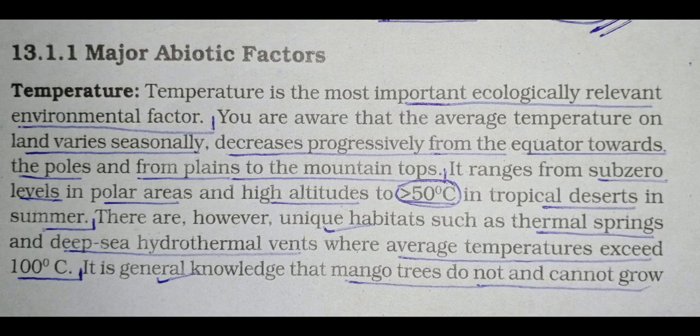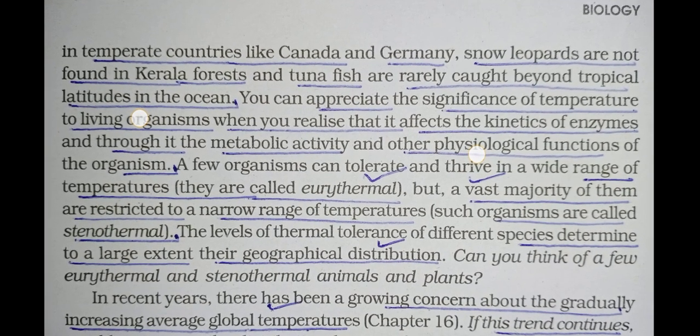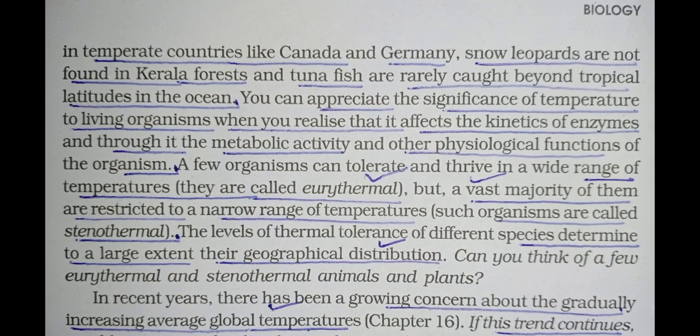It is general knowledge that mango trees do not and cannot grow in temperate countries like Canada and Germany. The important thing is that Canada and Germany are both temperate countries, located in a temperate region. Second example, snow leopards are not found in Kerala forests. Third one, tuna fish are rarely caught beyond tropical latitudes in the ocean. It means tuna fish will not cross the limits of their particular habitat.